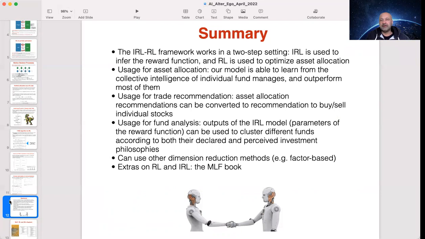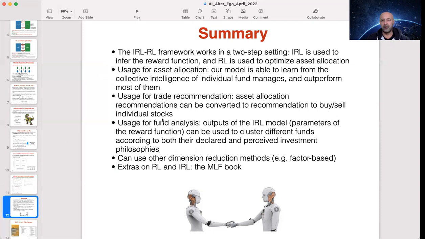What our model actually does, it learns from the collective intelligence of individual fund managers. And then because of this particular IRL algorithm that we use, it's able to outperform most of them. Now, the outputs of this model can be used for trade recommendations or asset allocation recommendations. And the latter can be transformed into the former. So we can use additional arguments in order to convert our recommendations at the sector level. Remember that we do dimensional reduction to the sector level. So our asset allocations are essentially recommendations of allocation at the sector level. But if we rely on some additional criteria for picking individual stocks, then we can do that as well.